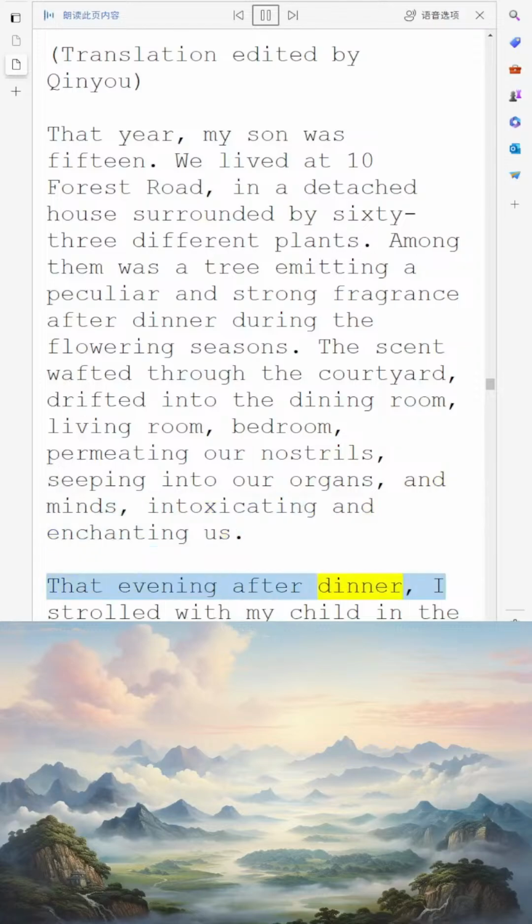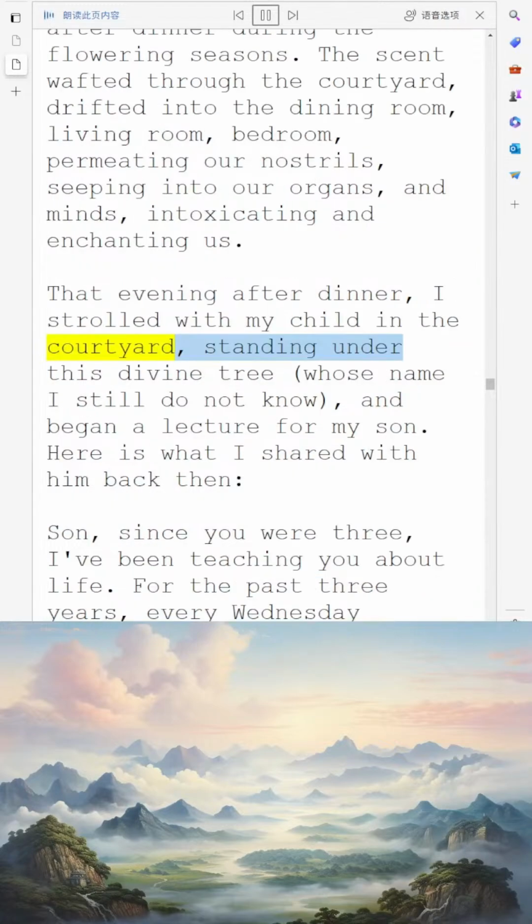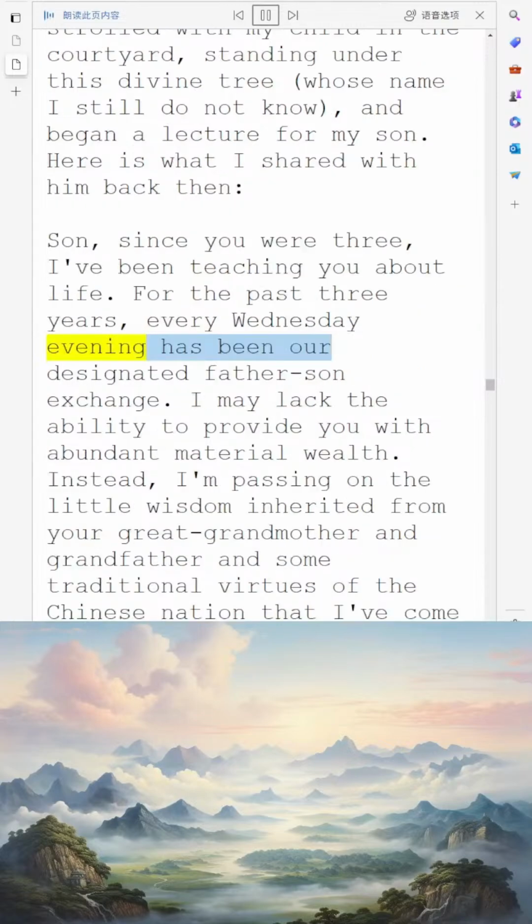That evening after dinner, I strolled with my child in the courtyard, standing under this divine tree, whose name I still do not know, and began a lecture for my son. Here is what I shared with him back then. Son, since you were 3, I've been teaching you about life. For the past 3 years, every Wednesday evening has been our designated father-son exchange.